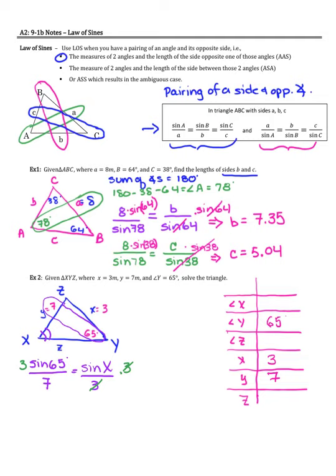So we have here 3 sine 65, close parenthesis, divided by 7 is going to give me 0.388. Got out my magnifying glass here. 0.388 equals sine x. So again, we don't want sine of x.